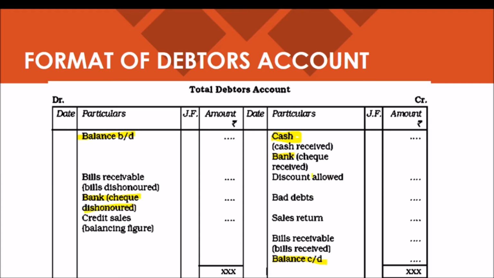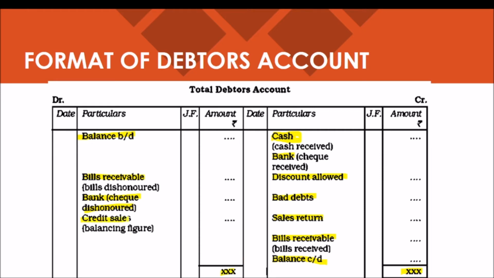If they are receiving the bills receivable accepted, that amount, it will be credited. If it is dishonored, it will be debited. And we have to show some more items. The discount allowed by the creditor, bad debt amount, sales return in the credit side. After totaling the credit side, we will find out the balance.